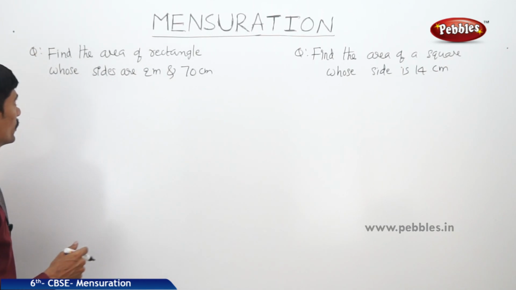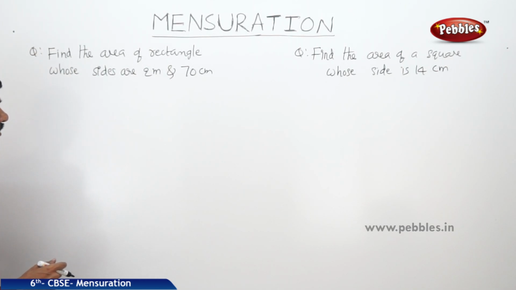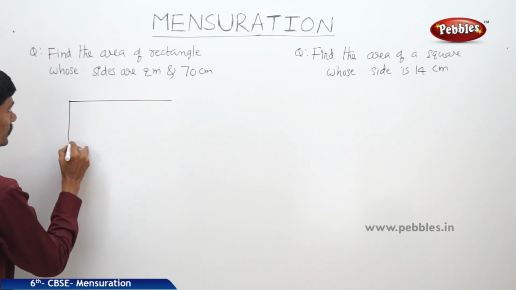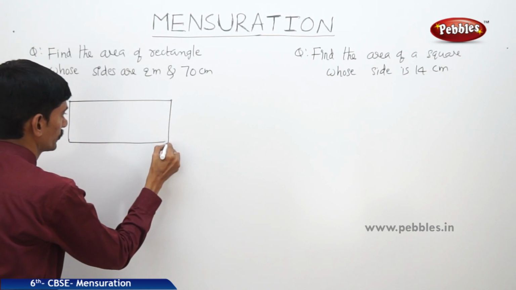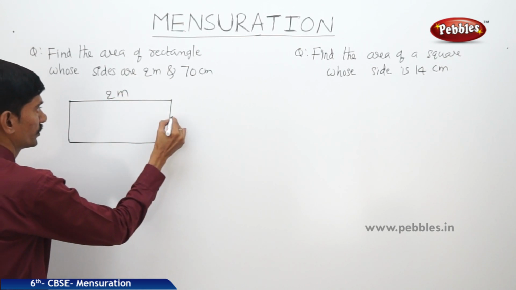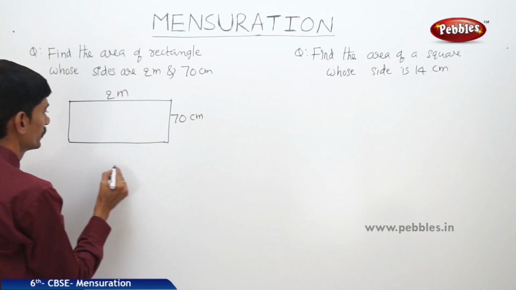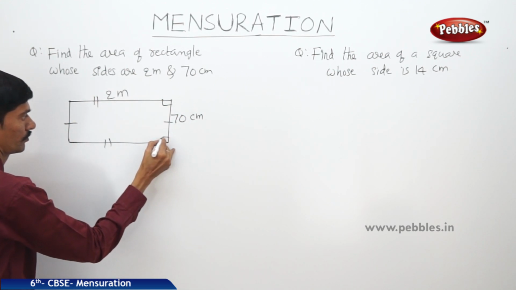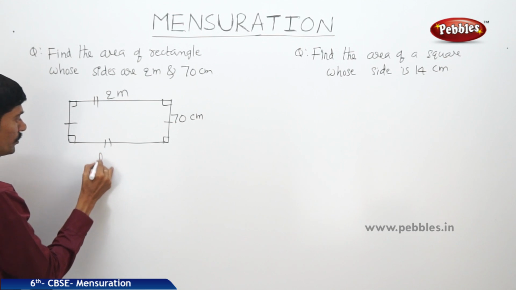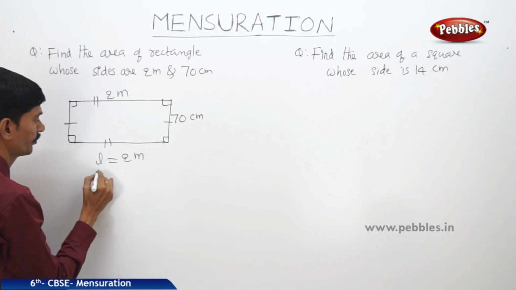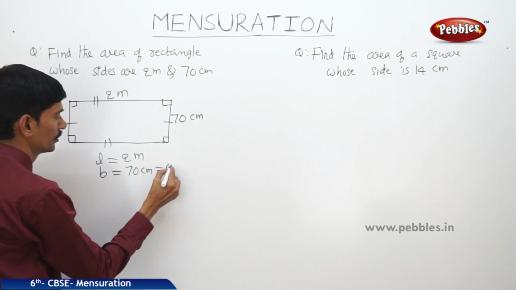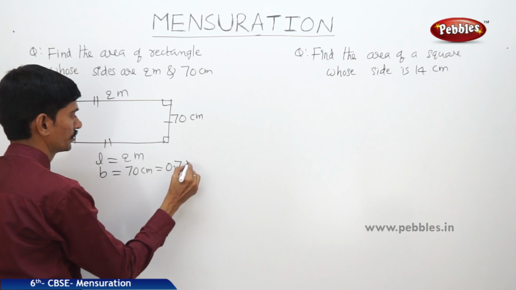Now the first question: find the area of a rectangle whose sides are 2 meters and 70 centimeters. So consider a rectangle whose length is 2 meters and breadth is 70 centimeters. So length L equals 2 meters and breadth B equals 70 centimeters. So this equals 0.7 meters.